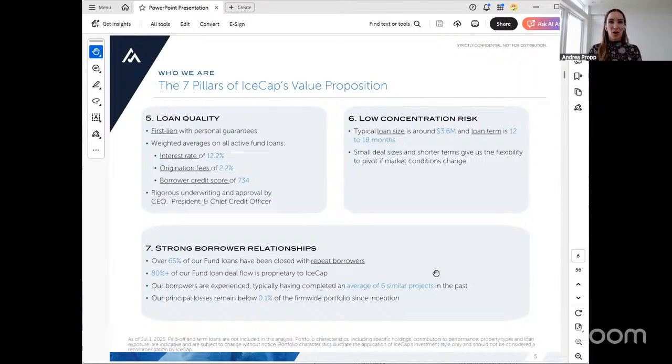Last but not least, strong borrower relationships. Two-thirds of our loans are closed with repeat borrowers, and 80% of our loan deal flow is proprietary to our firm. We deal with very experienced borrowers, having completed typically at least 6 similar projects. And I think all of that really shows itself if you look at our credit performance. Our principal losses remain extremely low, right below 0.1% firm-wide since our firm was formed.